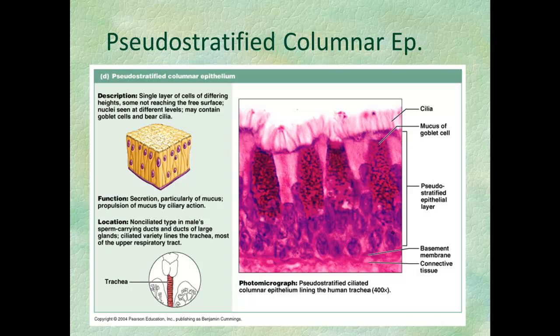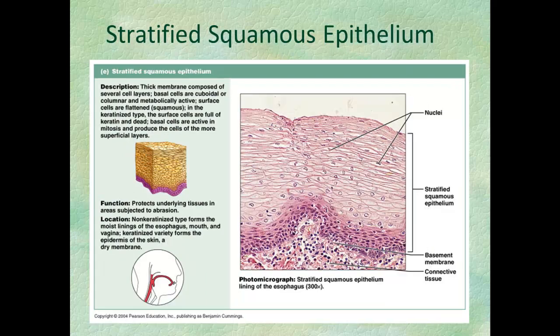So what you have is the goblet cells secreting the mucus, which will then trap your larger particles that you inhale along with the air that you breathe. And the cilia will beat rhythmically and allow you to move that mucus up and out of the respiratory passages.